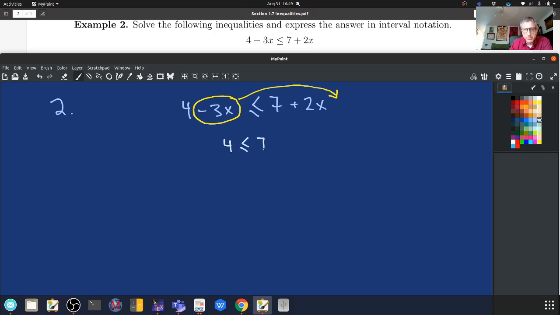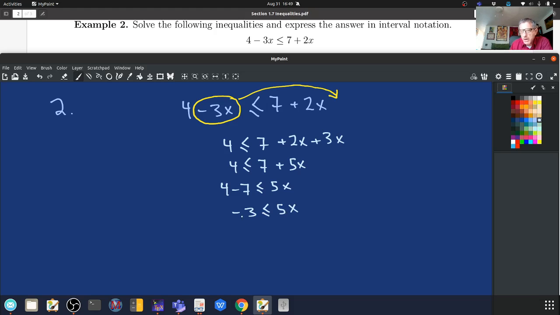I'm going to do this in 2 steps. So the 2x stays together. When I move my minus 3 over, it becomes plus 3x. So I have 4 is less than or equal to 7 plus 5x. So my coefficient to my variable term is positive. But I have to isolate them. So that means I need to move my 7 over. And when I do so, it changes sign. So I have minus 3 is less than or equal to 5x.